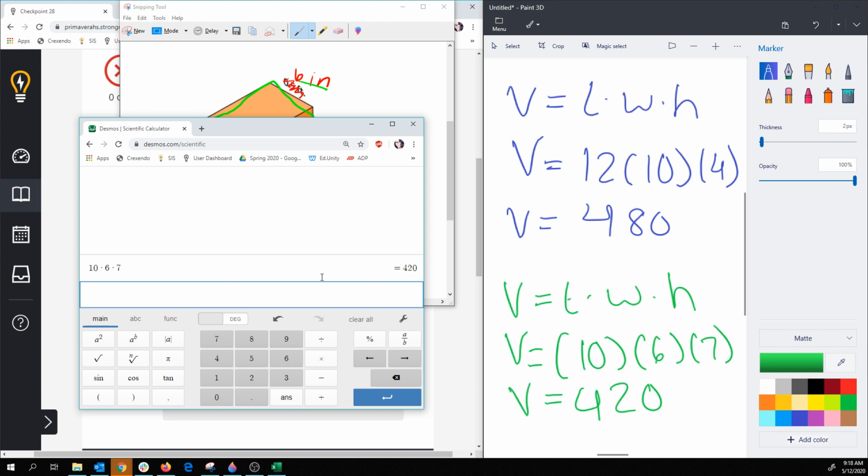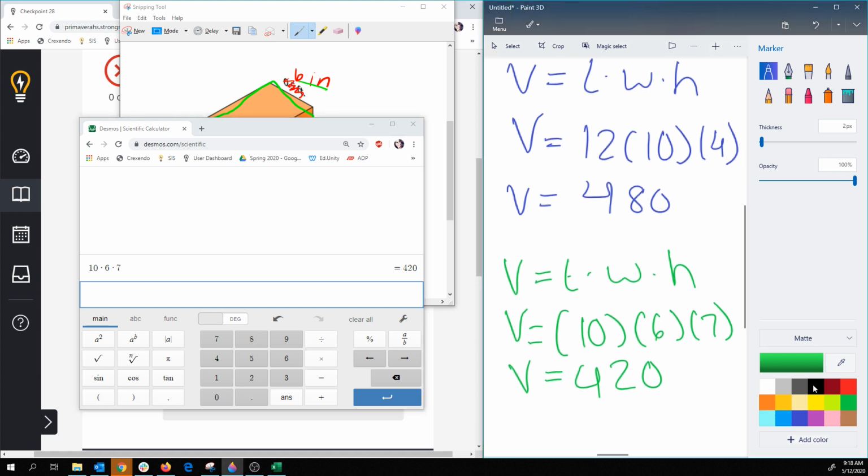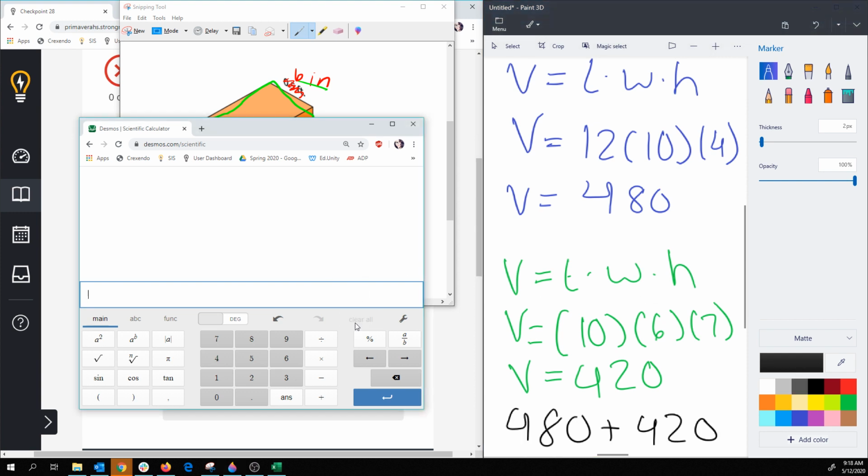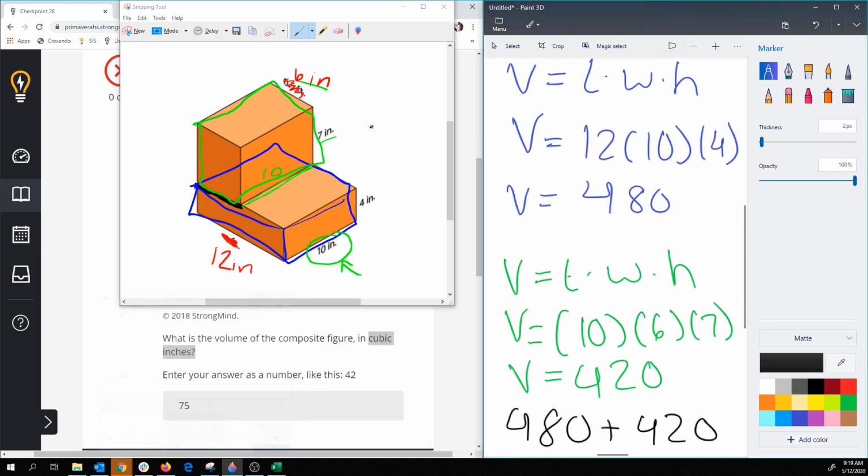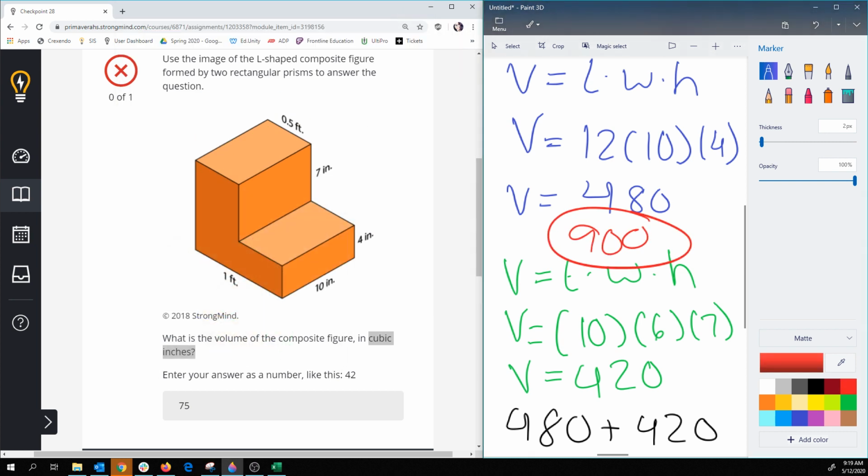Yes, it does give me 420. Okay, cool. So now we know the volume of each shape, and all we need to do to figure out the rest of it for composite figures would be to add them together, right? So I would do 480 plus 420, and when I add them together, I should get 900. So the final volume of this shape would be 900. So we'd want to type in 900 into that blank.